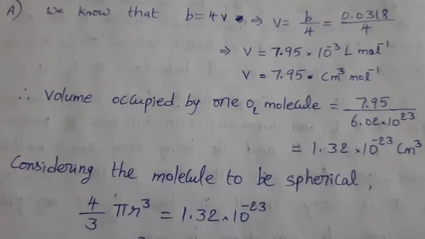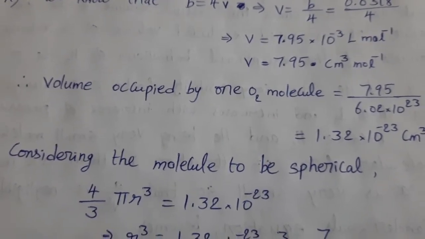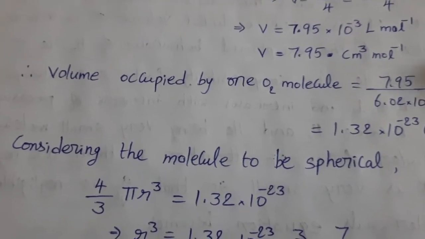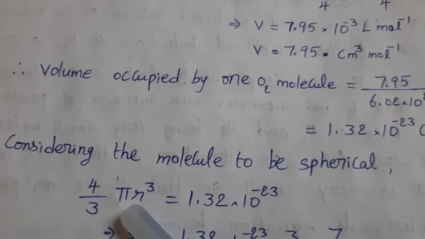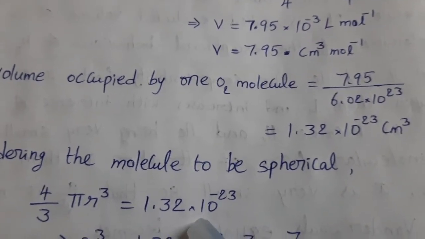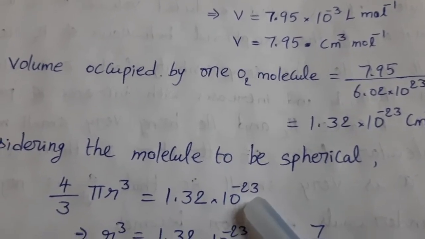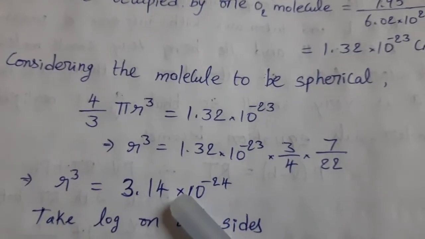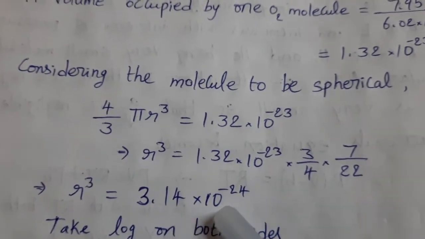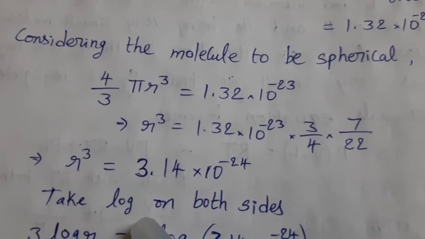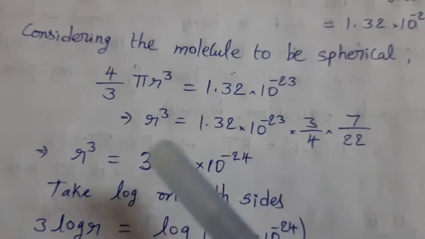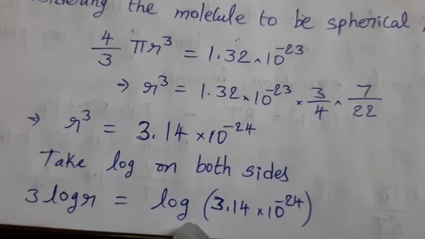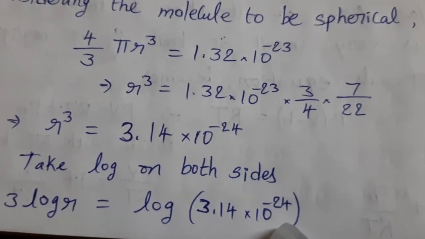Considering the molecule to be spherical, the volume of this sphere is 4 by 3 pi r cube, that is equal to 1.32 into 10 power minus 23. So from that, r cube equal to 3.14 into 10 power minus 24. Take log on both sides in order to find out the radius. So 3 into log r equal to log of 3.14 into 10 power minus 24.